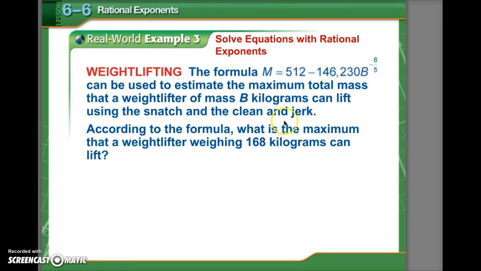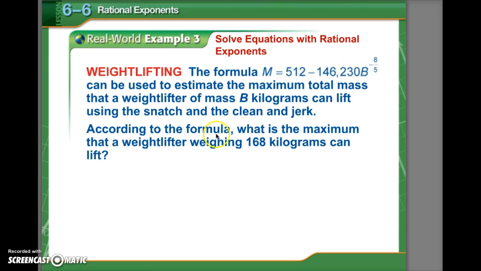And the snatch and the clean and jerk are two moves you can do to lift weights. If you don't know about lifting weights, you might want to look those up and see what a snatch looks like or what a clean and jerk looks like. And a mass is just another way of talking about weight.